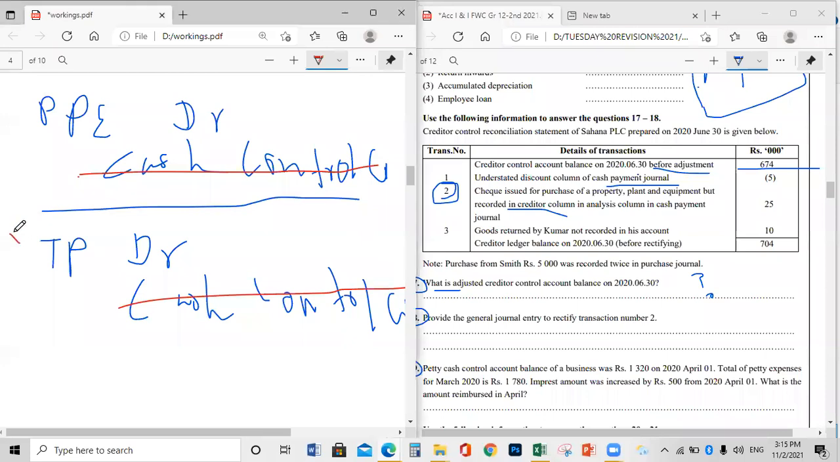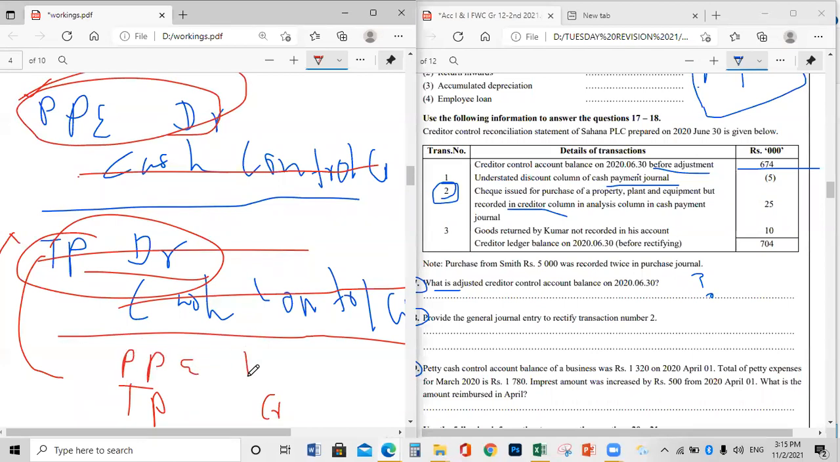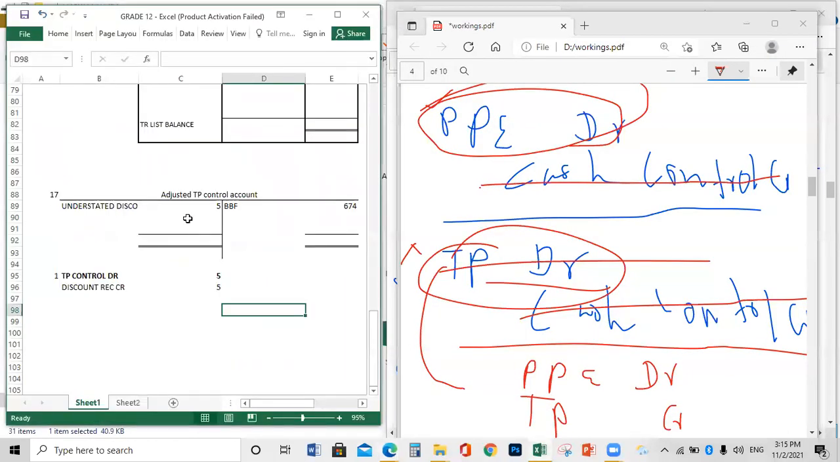Now, how to correct the mistake? First of all, cancel the wrong one. What is the wrong one? Trade payable debit is wrong. To cancel it, you will credit your trade payable. Then record the correct entry. The correct entry is your PPE should be debited. So what is the final double entry? The correction entry should be property, plant and equipment debited and your trade payable control account credited.